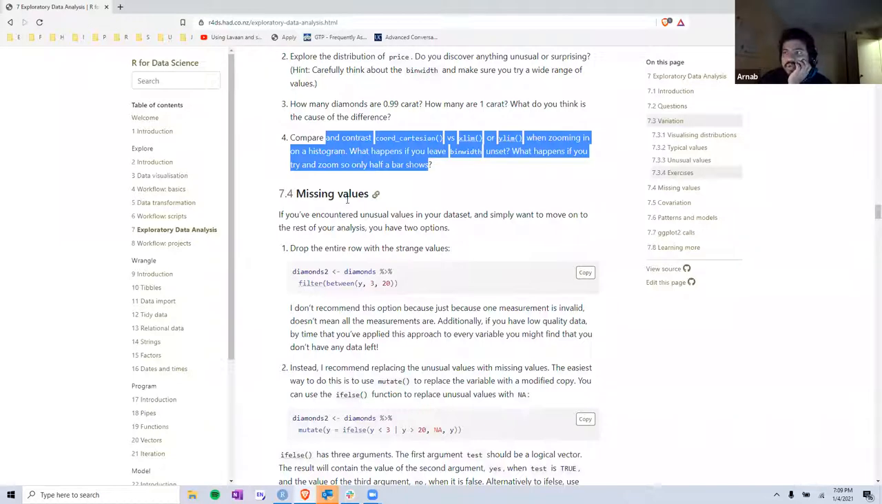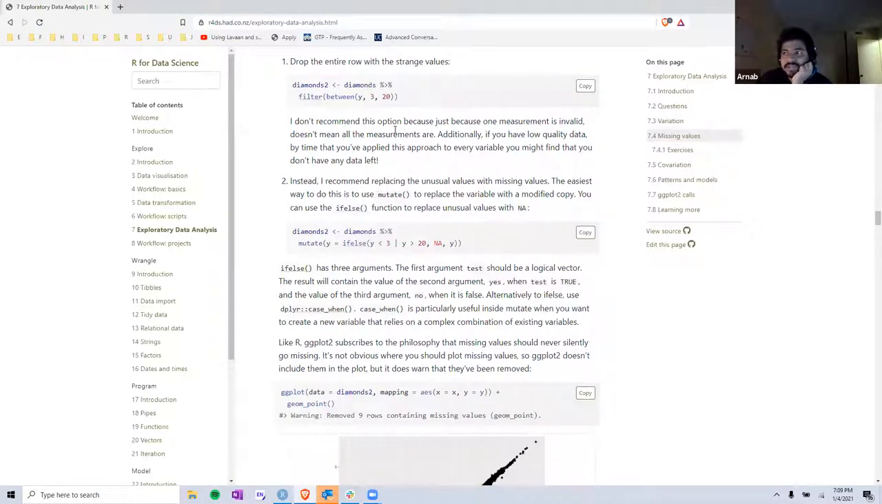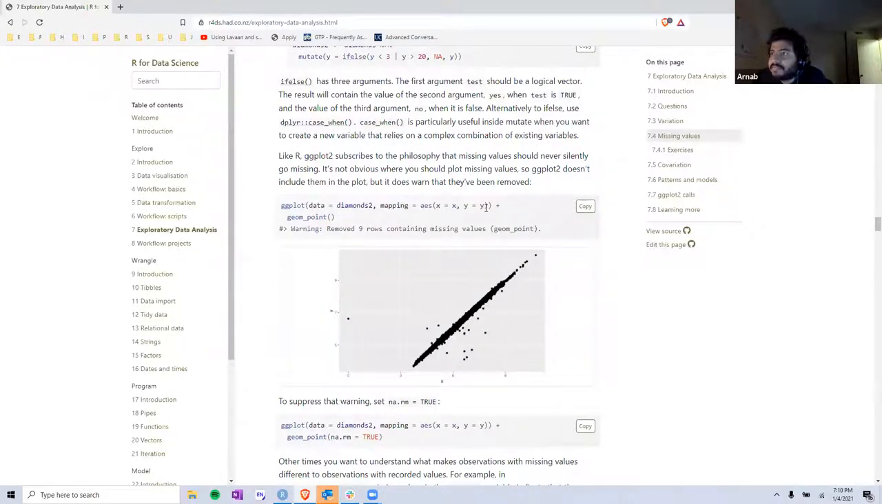Then we move on to the next section in the chapter, which talks about missing values. And there are different ways to tackle missing values that the authors mention. The first, not recommended way is to filter it out by dropping the entire rows using the filter function. The second way that the authors talk about is to create a new variable using mutate, and then using something like an if else within the mutate line to convert any unusual values or any outliers into NA values. So that's another way, which is definitely useful.